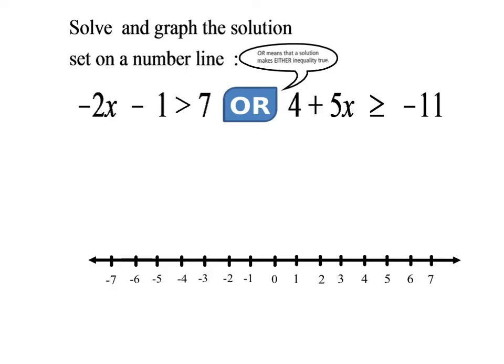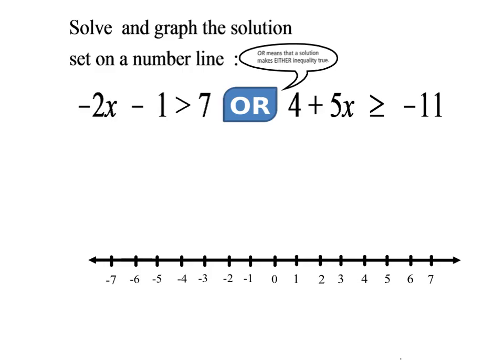That means only one of them has to be true. So if the left side is true, we shade it. If the right side is true, we shade it. So really, we're just going to solve the left inequality, shade it on the line, then do the right inequality, shade it on the line, and then we live with what's left. All right, so I'm going to do this kind of quick.